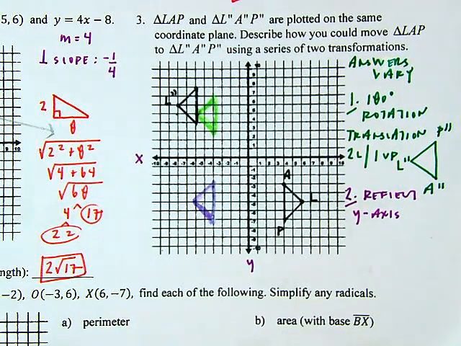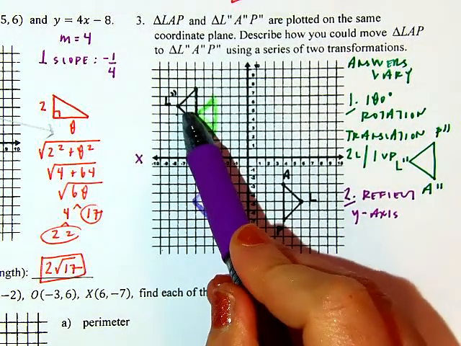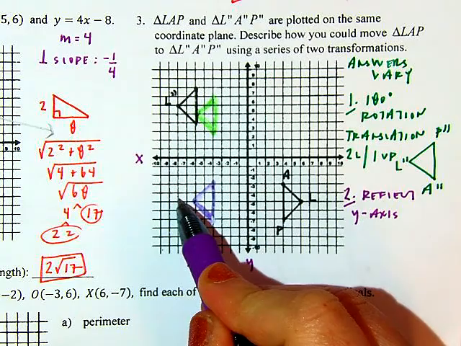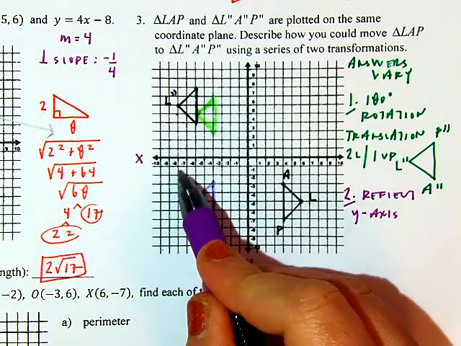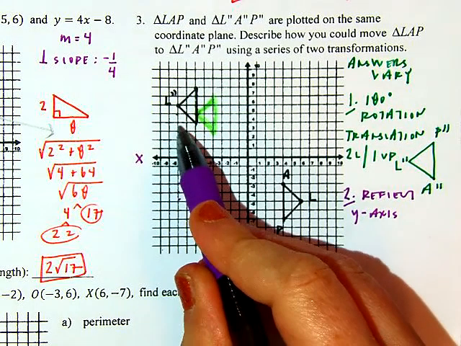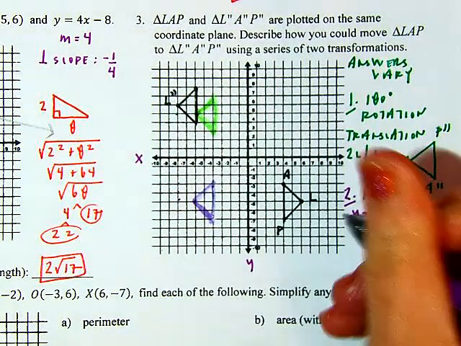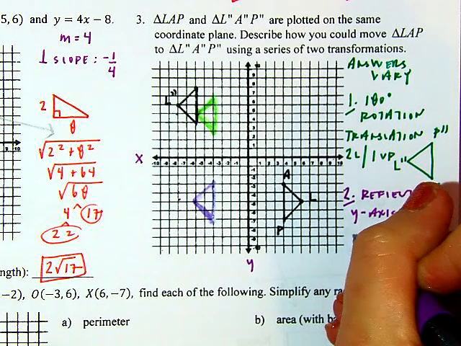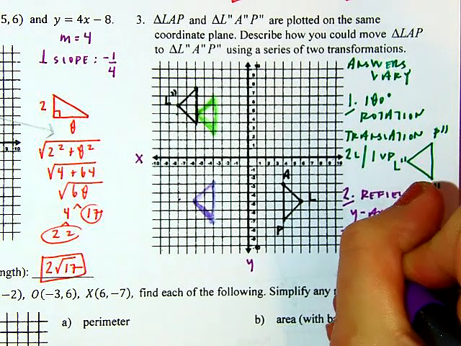Then I have to slide it via translation into its final spot right here. If this is my L, I would be going over 1, 2, and then up 1, 2, 3, 4, 5, 6, 7, 8, 9, 10, 11. So I'd be going 2 left and 11 up. Let me just write that. So a translation next.